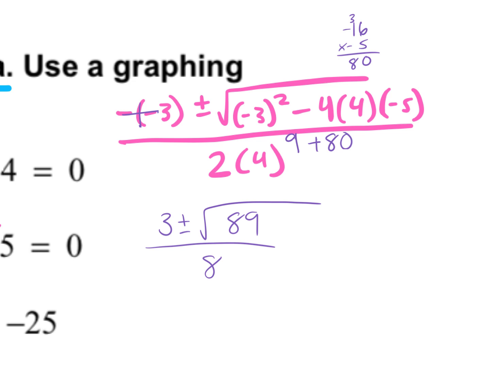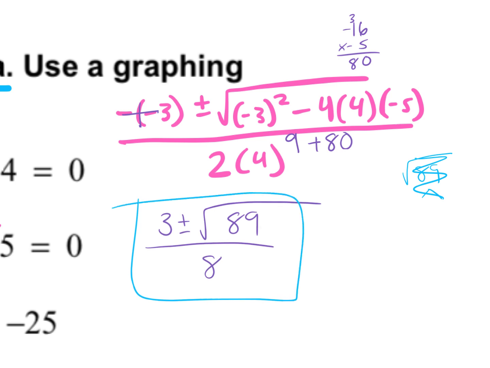Let's see if we can simplify this. Always simplify your square root if you can. So square root of 89. What are 2 factors of 89? I don't think we have any. Yeah, we don't have any. So it doesn't simplify. So this would be our answer. That's it. Some of your quadratic formula questions will simplify, so it might be a little bit more work. Some won't. So just simplify as much as you can, and then you're done.